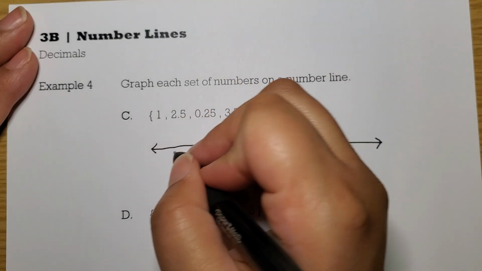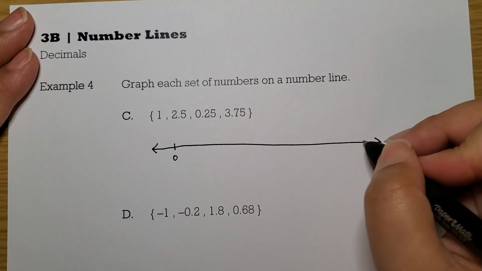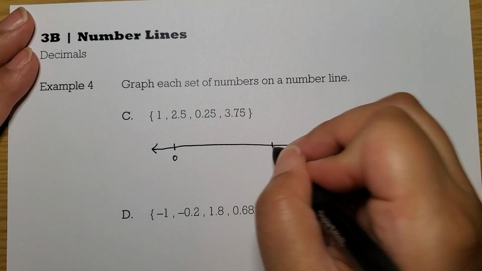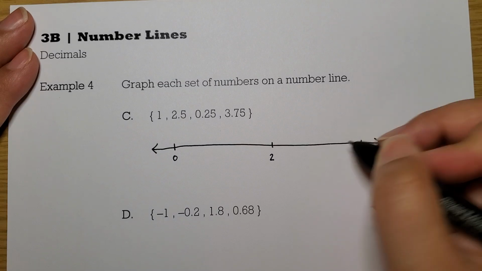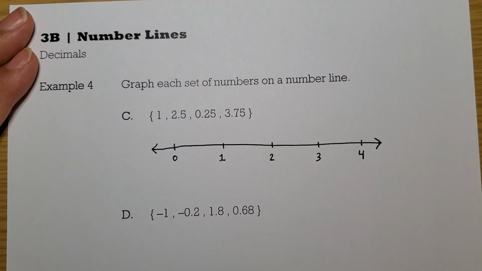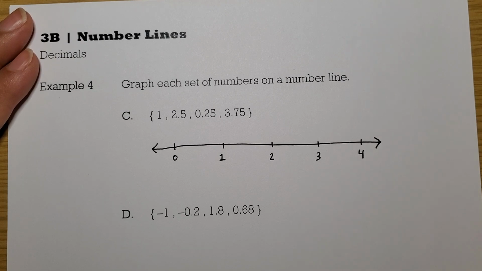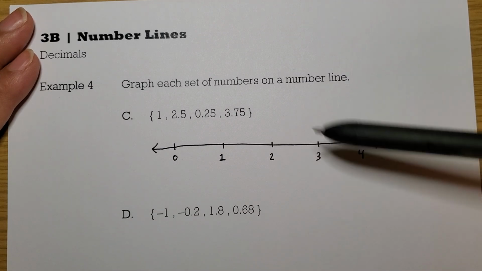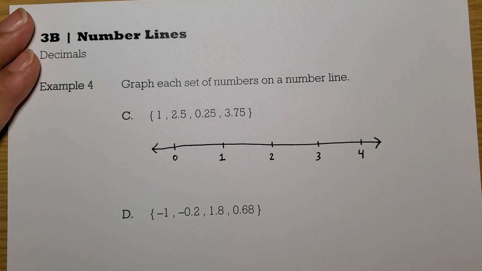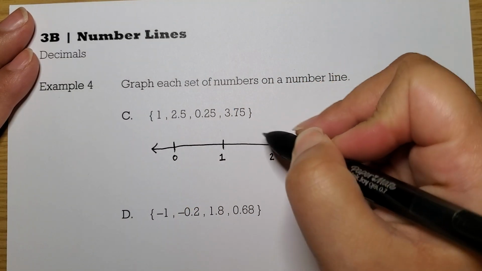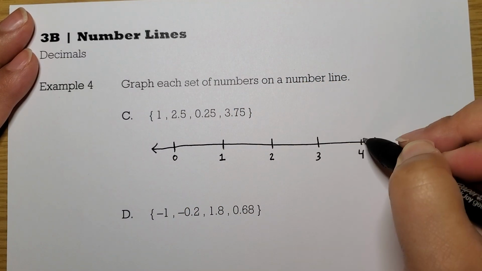But regardless, let me put my 0 here and my 4 here, and I'm going to split that in half to get 2, and then split each of those in half to get 3 and 1. Now you don't have to put it this way. You can set up your numbers like we did in the last one, but I know that 4 splits in half and each of those halves splits up nicely. So I can set up my number line that way. And since these are the ones that I'm going to have labeled, I'm going to make these a little bit bigger.